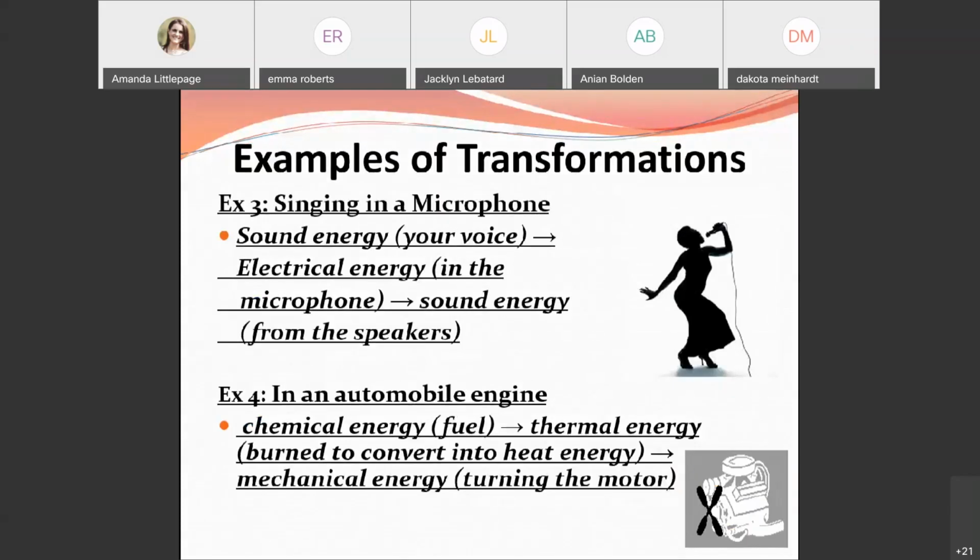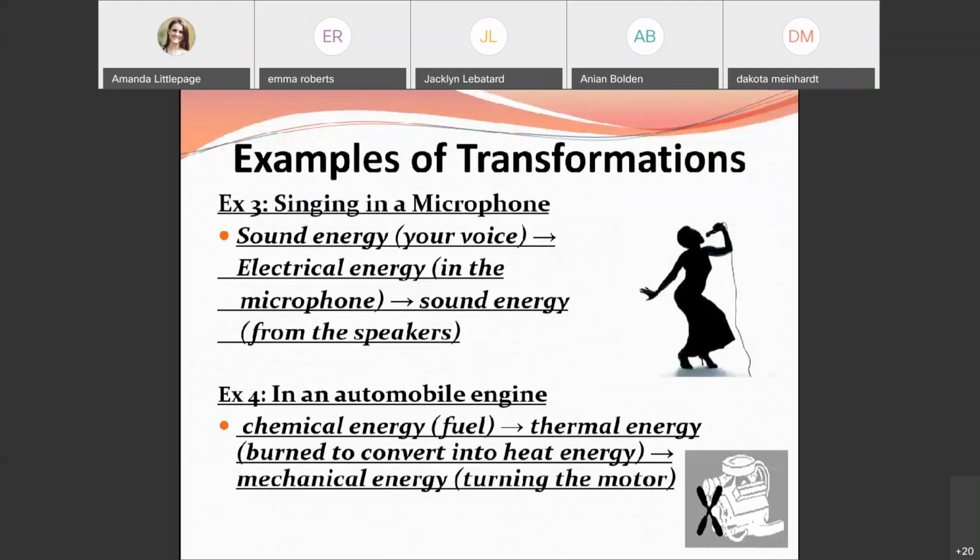So what about singing into a microphone? It requires energy to produce sound. You may not have thought about it that way, but it does. If you've ever been really sick, sometimes you feel so sick you can't even talk because you have low energy, right? So that's kind of a good example. So sound energy from your voice goes into the microphone. It then moves through the electrical cords and is then transferred again into sound energy as it comes from the speaker. So in this example, you're actually going from sound to electrical and then back to sound.